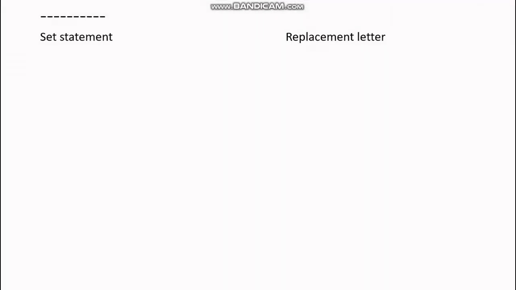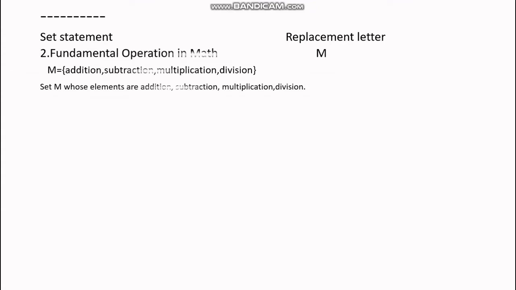Okay, number 2, set statement, replacement letter. Number 2, fundamental operations in math. There are 4: addition, subtraction, multiplication, division. We replace fundamental operation in math by letter M. Ato nang gibunyagan sa letter M. Therefore, ang ngalan sa set na to is set M. Then observe the brace. Then write down all the fundamental operations in math. Then to read, that is set M, whose elements are addition, subtraction, multiplication, division.